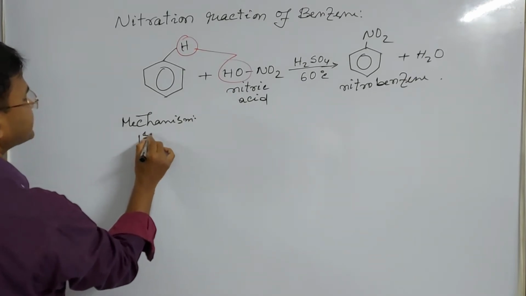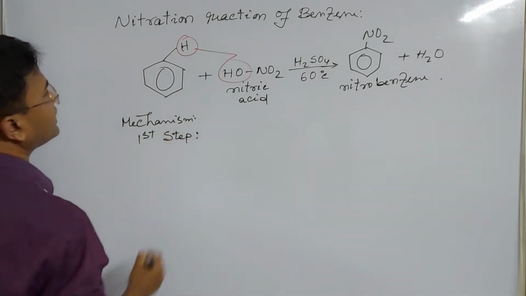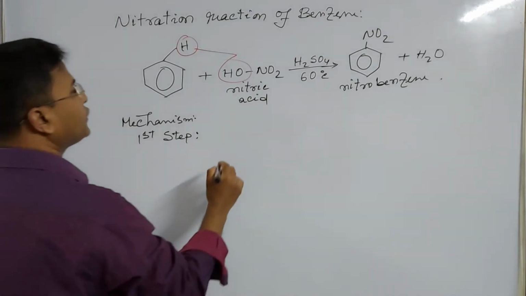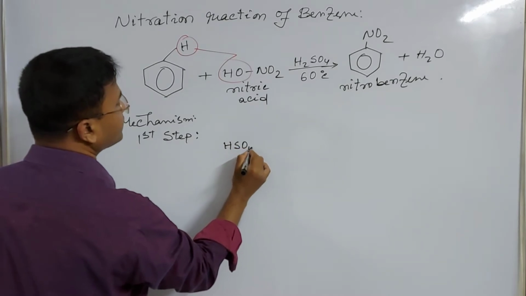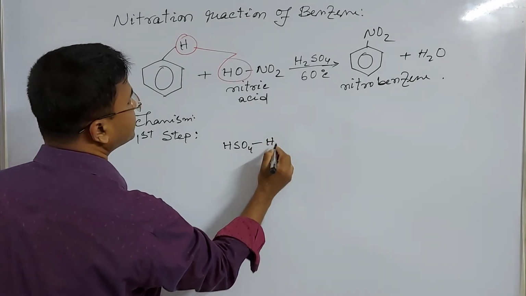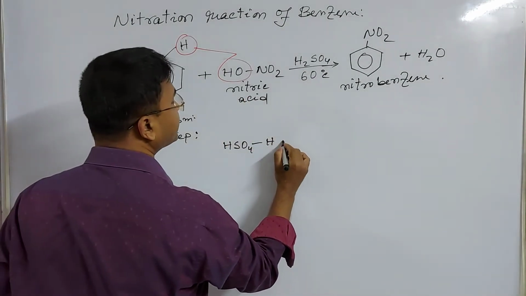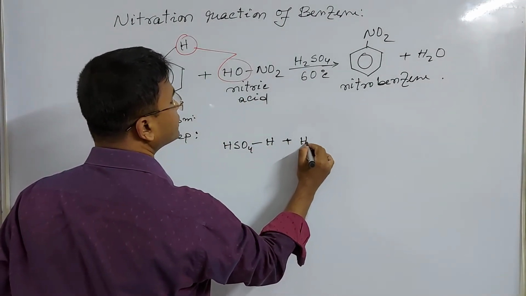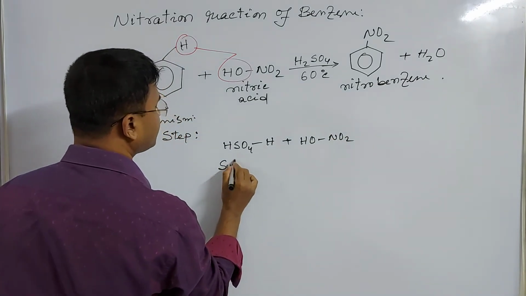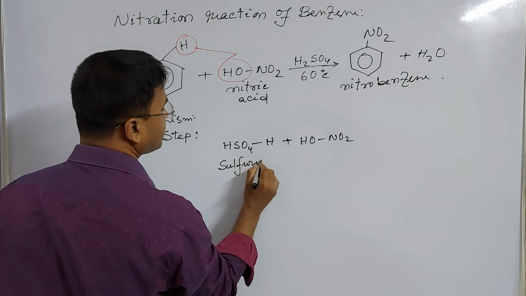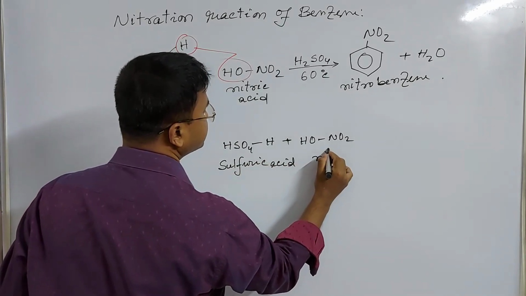The first step. In the first step, sulfuric acid, H and HSO4. I have written hydrogen separately just to make you understand easily. And nitric acid, HONO2. This is actually nitric acid. Sulfuric acid, and this is nitric acid.